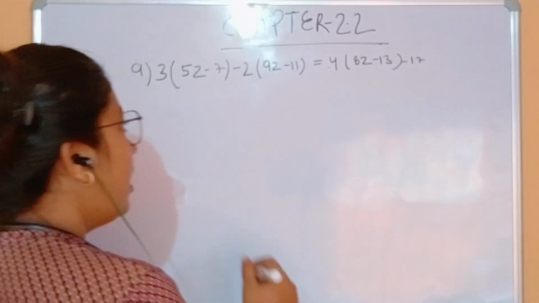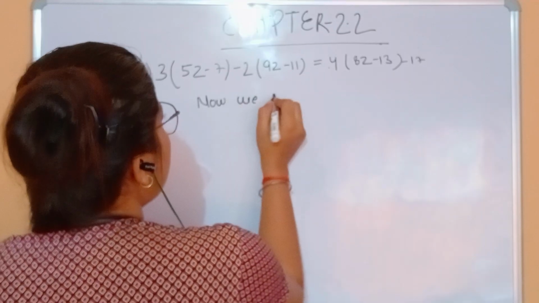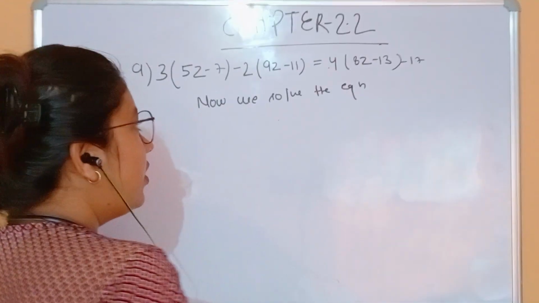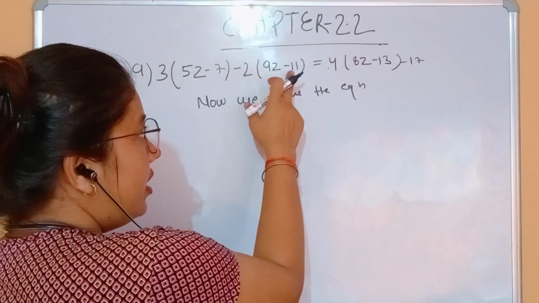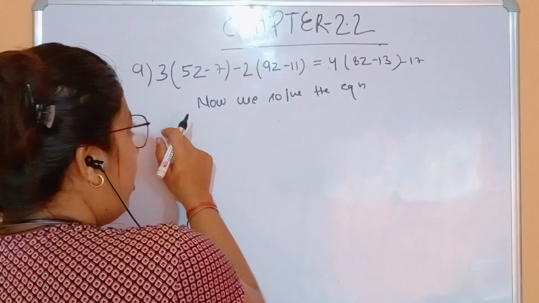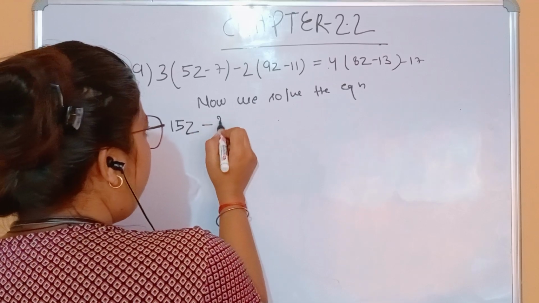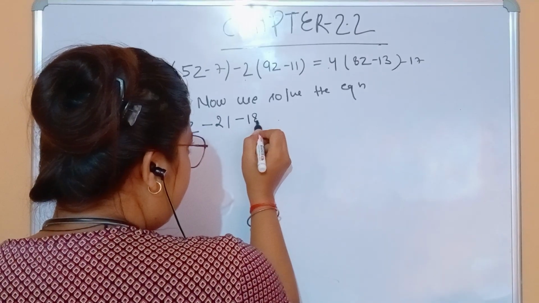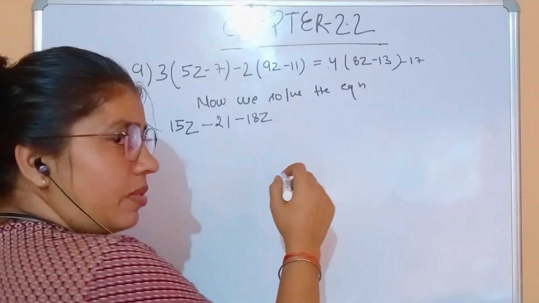So what we write first here? Now we solve the equation. First, multiply in all the brackets. 3 times 5z is 15z, 15z minus 21. Minus 2 times 9z is minus 18z, and minus 2 times minus 11 is plus 22.